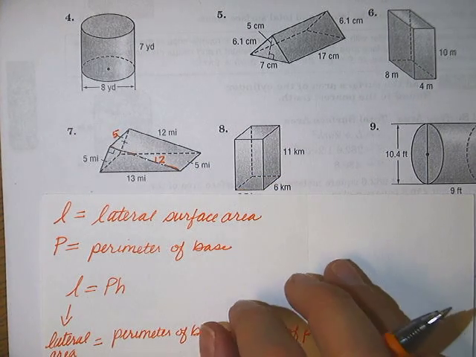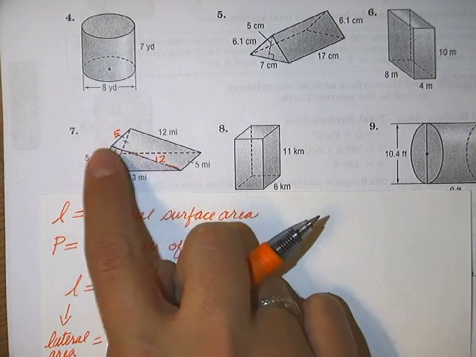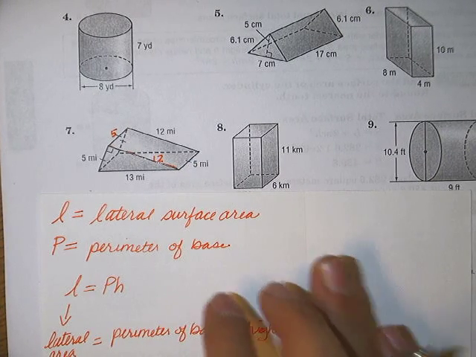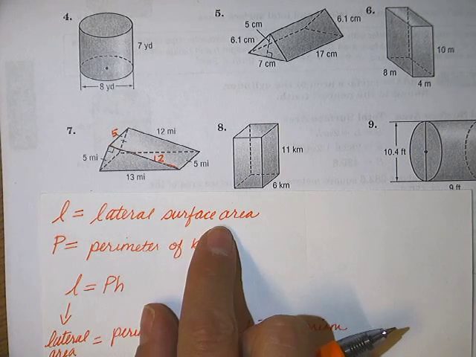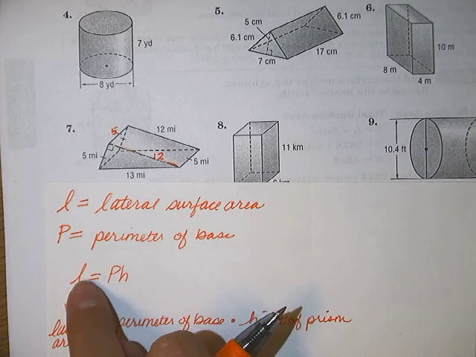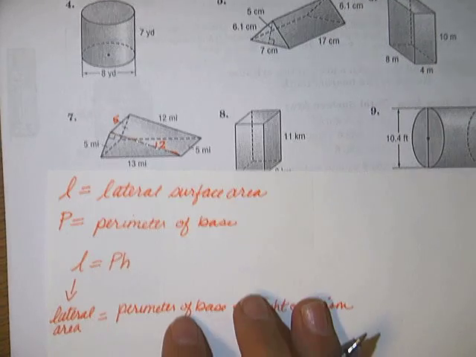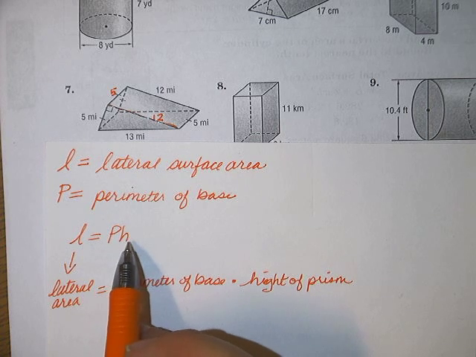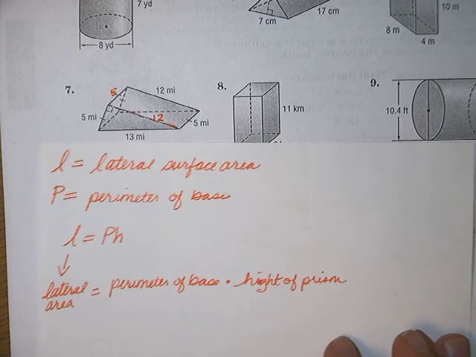I do have a problem exactly like this where we took it apart and we found the area of each of my pieces and then added them together. But for this one, we're going to go ahead and use the formula. So this lowercase l is lateral surface area. Your capital P is the perimeter of the base. And so lateral surface area is equal to the perimeter of the base times the height of your prism. Okay, so we're going to do that first.